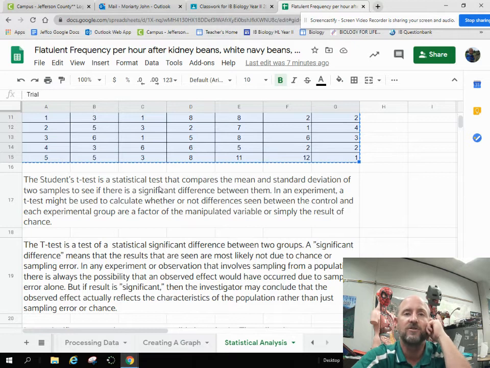So we are going to use a student's t-test. There's actually 2 types of t-tests. There's a paired t-test and a 2-point t-test. And it compares the mean and standard deviations of 2 samples to see if there's a significant difference between them. In an experiment, a t-test might be used to calculate whether or not differences seen between the control and each experimental group are a factor of the manipulated variable or simply the result of chance.